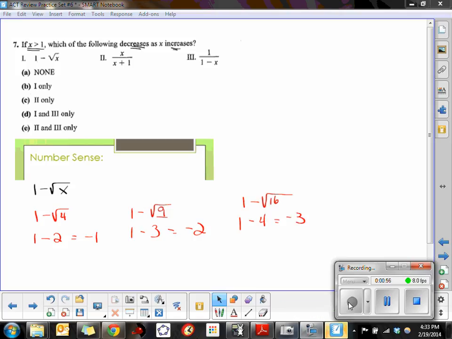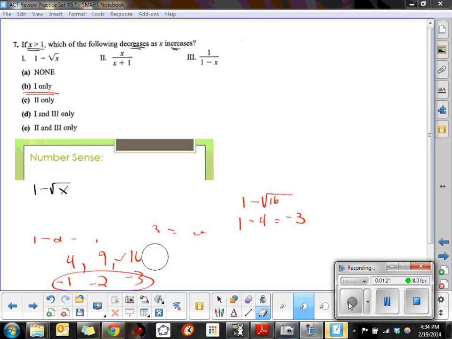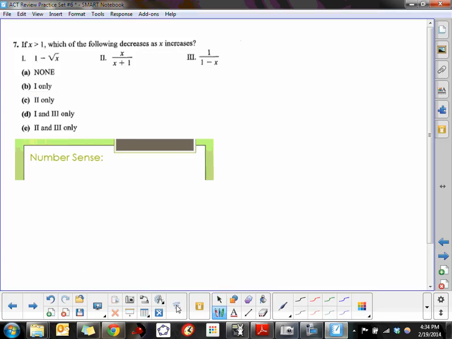So as the x's are getting larger and larger, as I go from 4 to 9 to 16, the outputs are negative 1 to negative 2, and the next one was negative 3. These are decreasing as the x's are increasing, so I definitely want to select A. Now I can't rule out the others until I test them, so next we're going to test the others. So x over x plus 1.